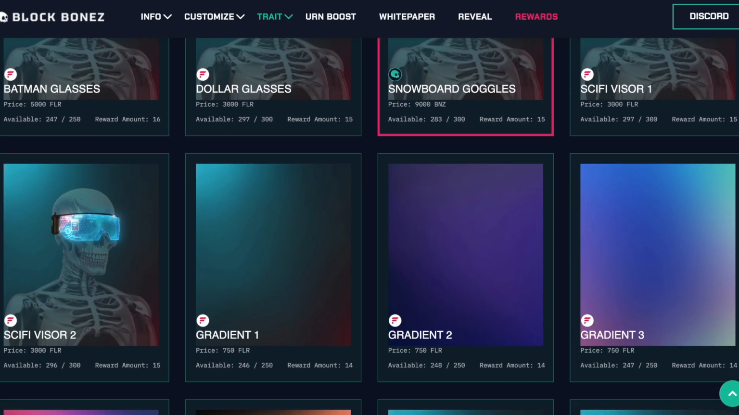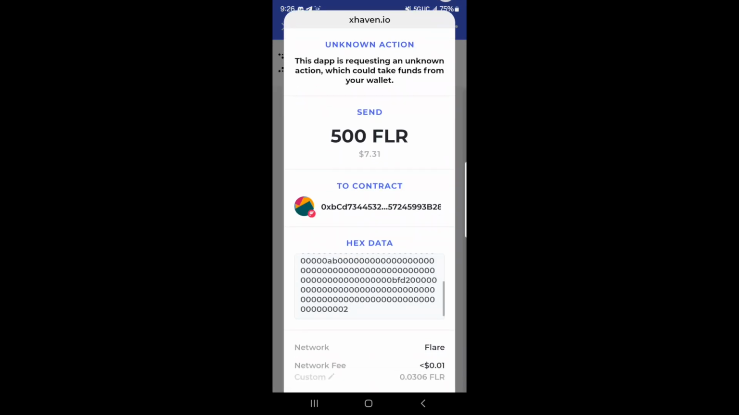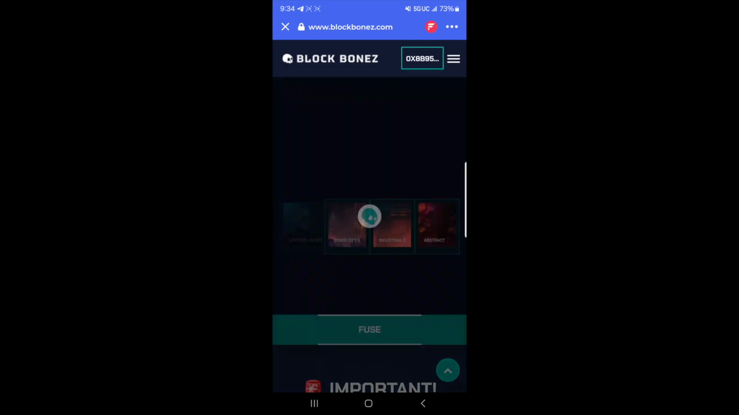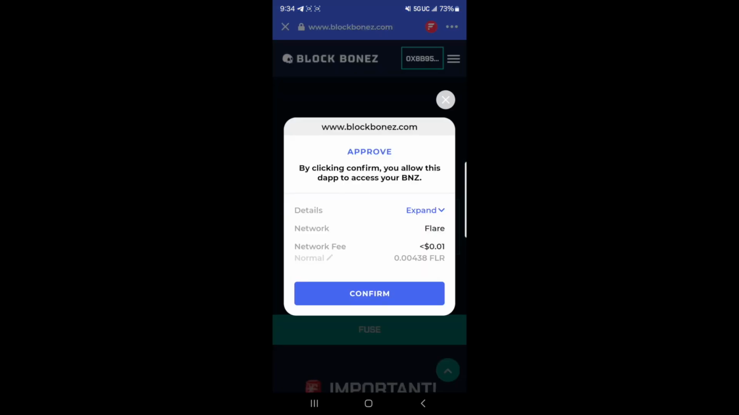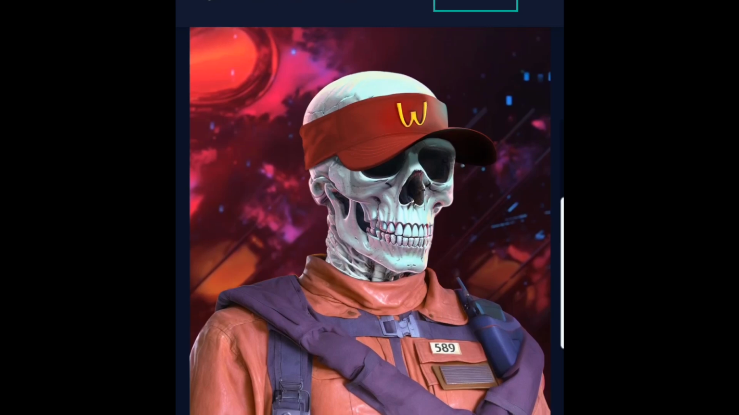I decided I was gonna buy some eyes. My characters need some eyes. I have a few Blockbones. None of them have eyes yet. I don't believe that you can even fuse these yet. But I bought the eyes, and I bought a background. I took it over to BNC's website, and I fused the background to my Blockbones. So here it is. Here's a fused background to my Blockbones.